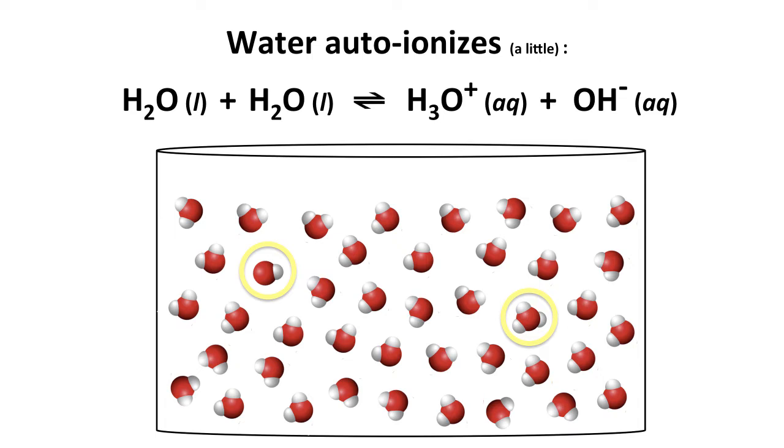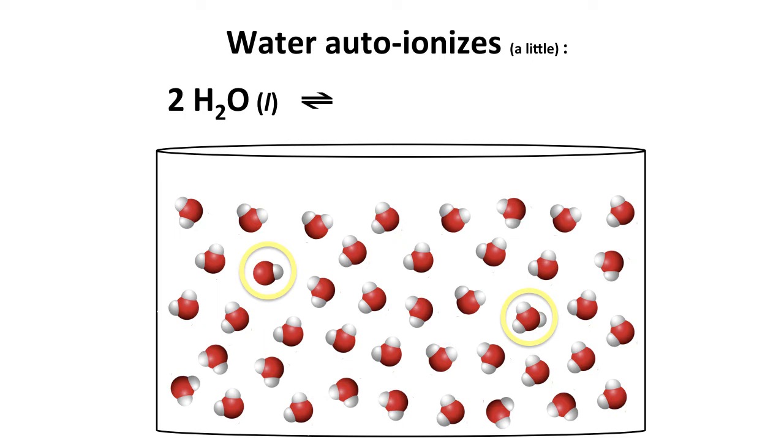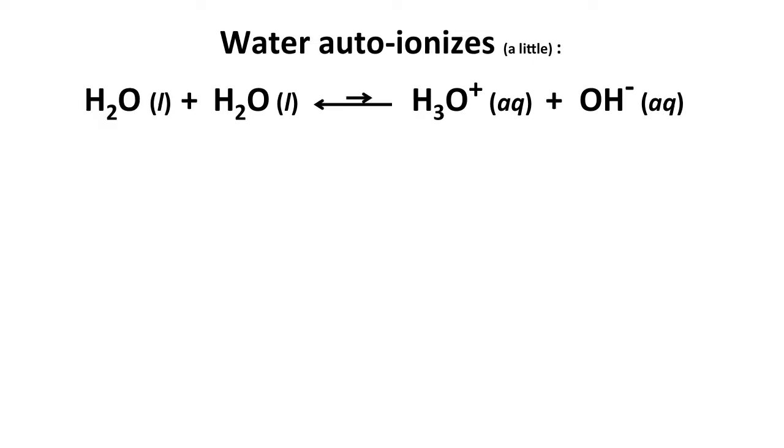It does this naturally. And it only does this about one out of every 10 million water molecules at 25 degrees Celsius. It's a very, very small amount, but it does it a little. And if we write H2O plus H2O as simply 2H2O, and the products of H3O+ and OH-, and a double arrow indicating equilibrium, we have an equilibrium expression which should have an equilibrium constant. And it turns out that, of course, it does.